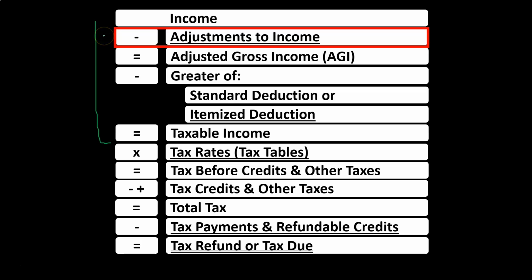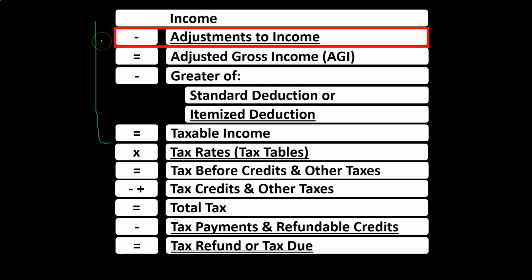Line 2 has many names to it here. We can call it above the line deductions as compared and contrasted to below the line deductions, which I think is fairly common and probably the easiest way to refer to them, meaning above the line deductions versus the below the line, which could be either of the standard deduction or the itemized deduction.